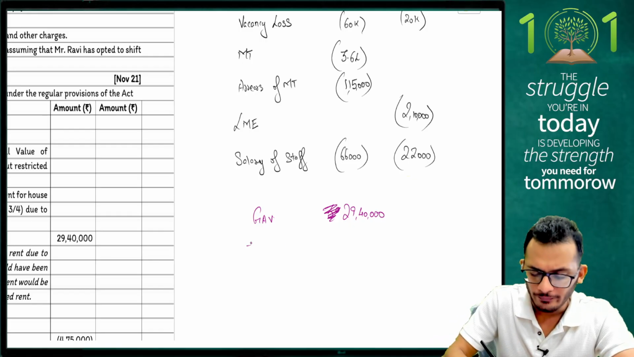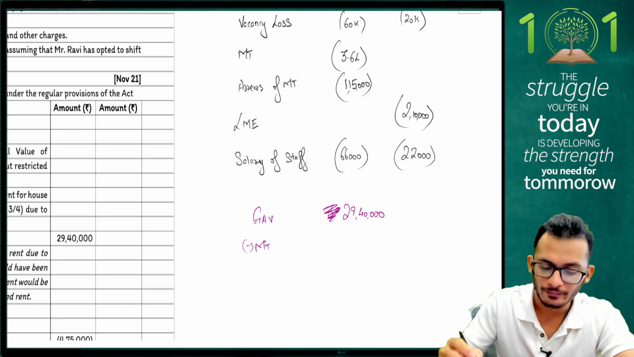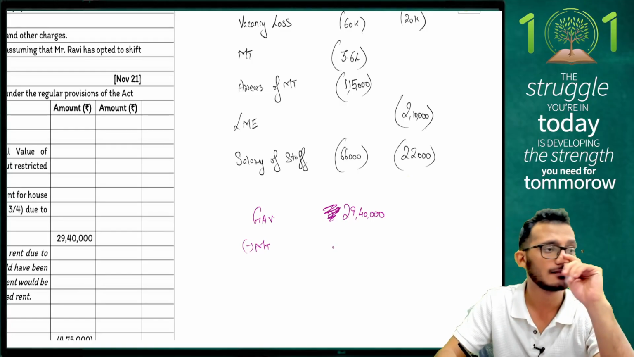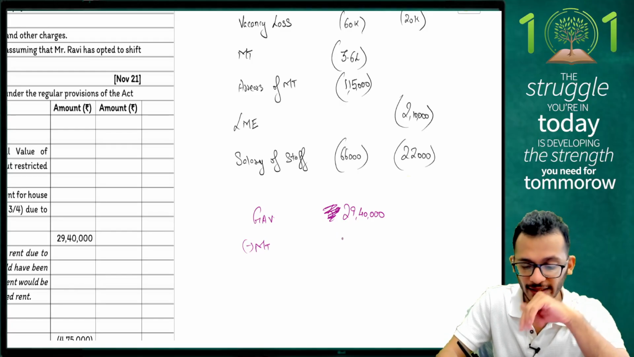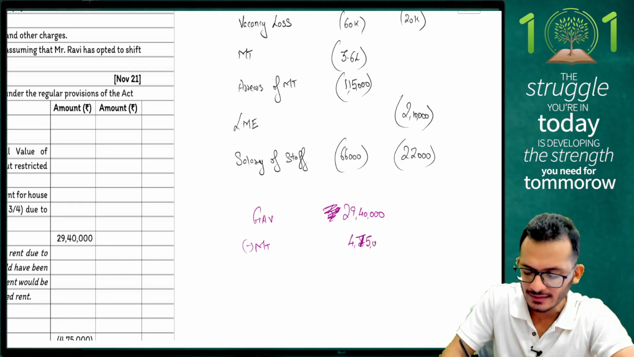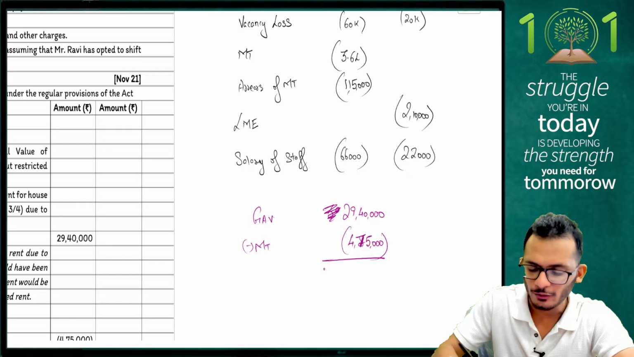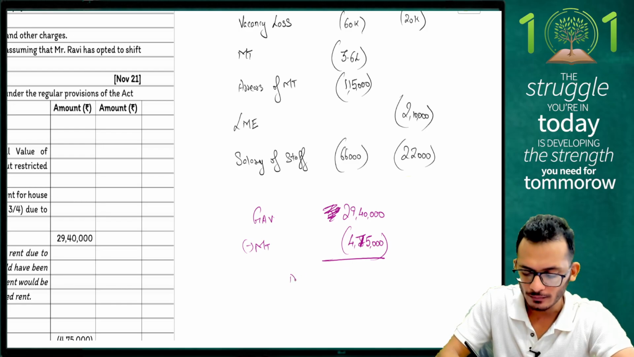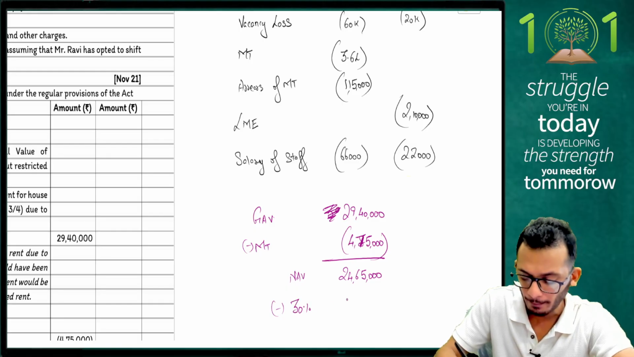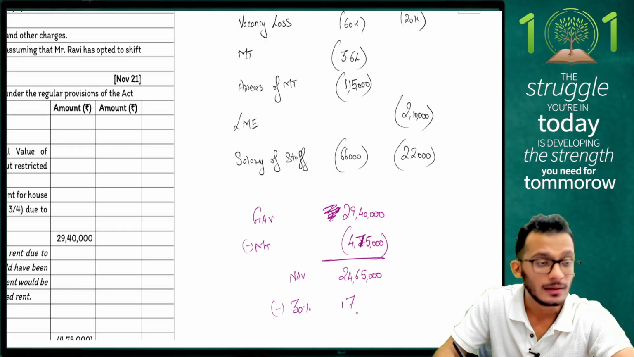Yes. Less empty. Number is 4,75,000. 4,75,000 is my empty. Therefore, my net annual value, on this I will claim number 17.